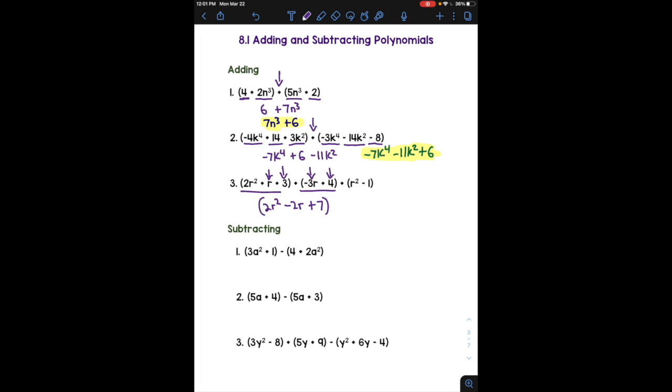We're now going to take this trinomial and add it to our last binomial here to get our final answer. 2r squared plus 1r squared is 3r squared. Negative 2r plus no like terms is negative 2r. There's not a term in the second binomial with the r to the first power, so we can't combine the negative 2r with anything. And lastly, we have 7 plus negative 1 is 6.